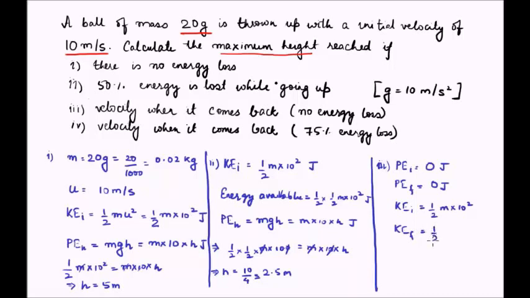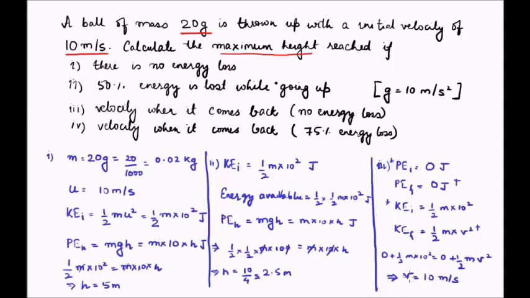Now by conservation of energy, since there is no energy loss, potential energy initial plus kinetic energy initial should be equal to potential energy final plus kinetic energy final, which gives us 0 plus half times m times 10 squared is equal to 0 plus half multiplied mv squared. Now we can see from here clearly that the final velocity when it comes back is v equal to 10 meters per second. So if there is no energy loss, then the velocity will also remain the same at the same point, because at the same point the potential energy is the same, so the kinetic energy has to be the same. As a result, the velocity is the same.